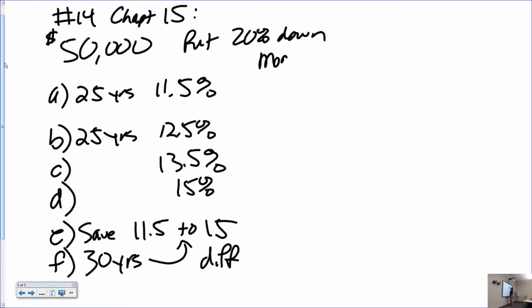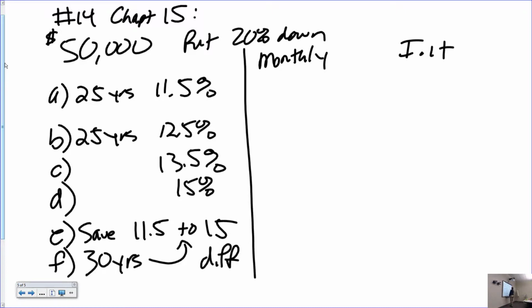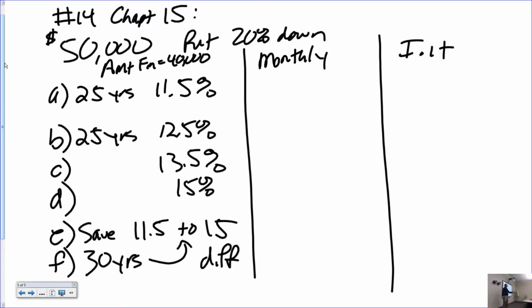So, monthly payment. First of all, what's the amount financed, folks? 40,000. And what's 40,000 divided by 1,000? 40. So you're always going to take 40 times whatever the table value is. What is the table value for 11.5%, 25 years?